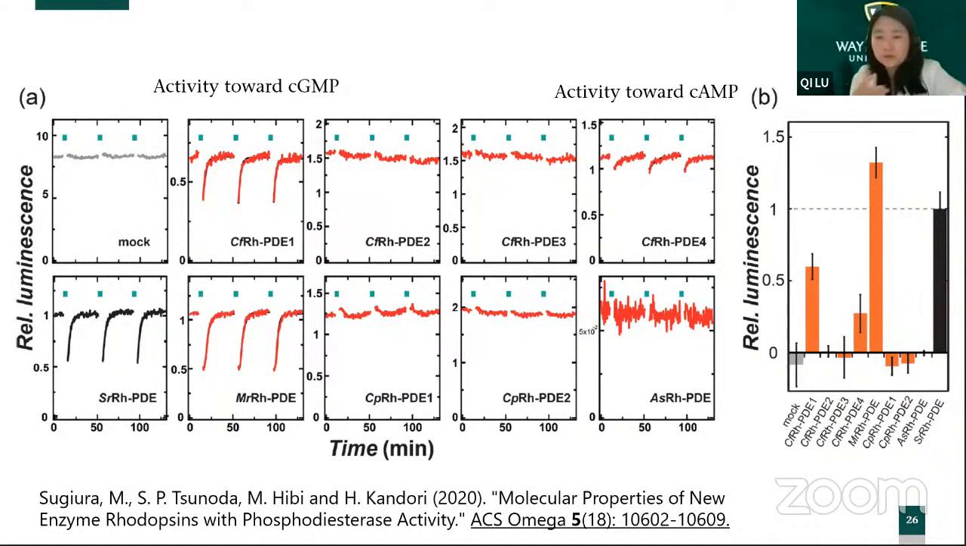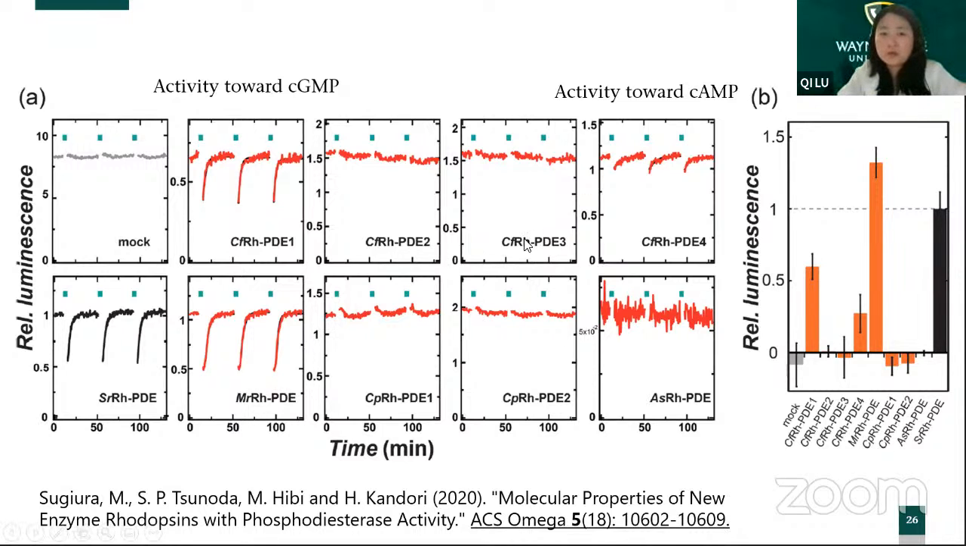And then another group, a Japanese group, who are also the authors of this chapter, discovered that they compared many different enzyme rhodopsins, and found that the Rh-PDE1 activity is majorly towards cyclic GMP. They did this study on HEK cells.